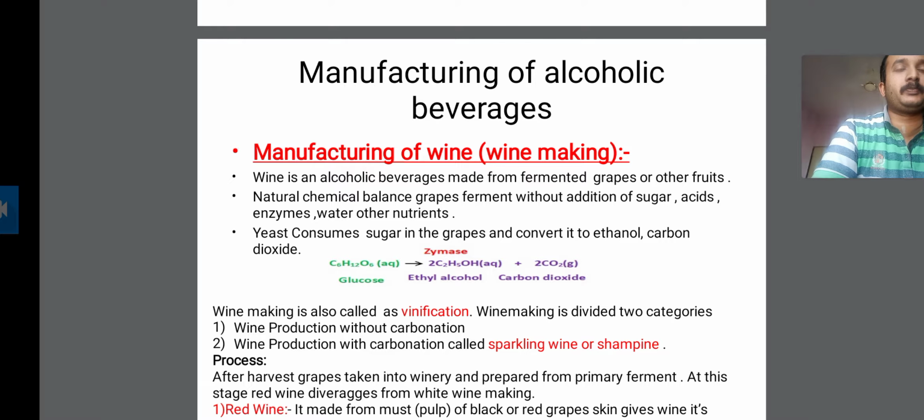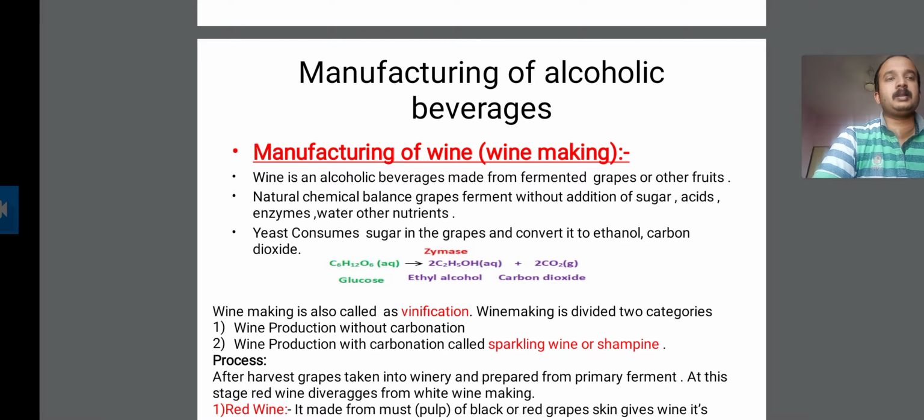Good morning, friends. In the last lecture we ended the point about the manufacture of industrial alcohol from different sources. That is, manufacturing of ethyl alcohol from molasses, manufacture of ethyl alcohol from food grain, manufacture of ethyl alcohol from fruits, and the manufacture of ethyl alcohol from hydrocarbon. So these are the four ways of manufacturing ethyl alcohol.